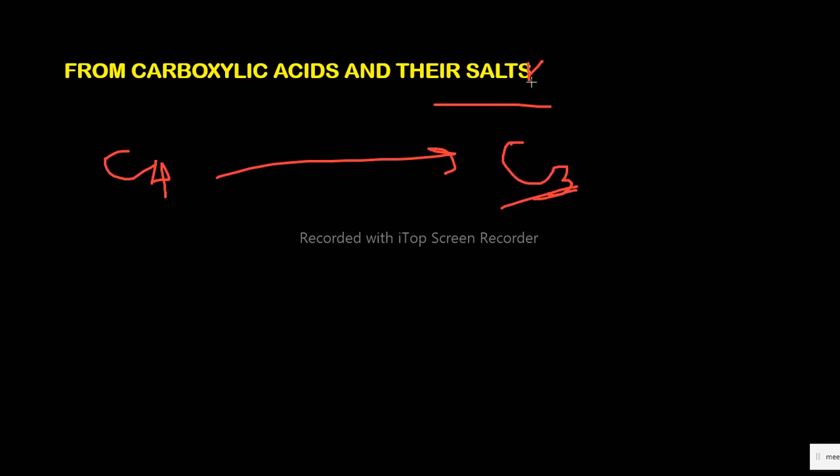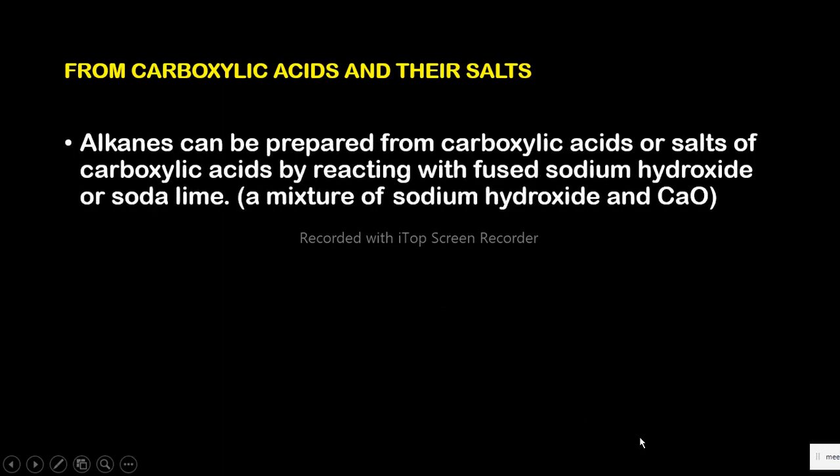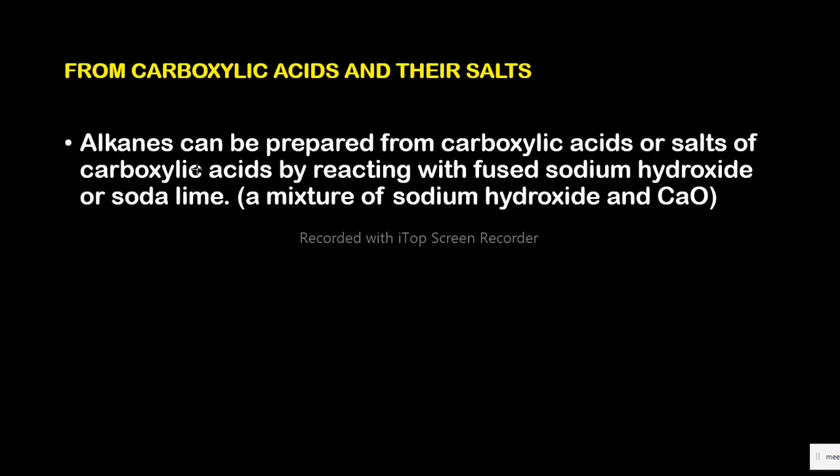This reaction is equally important. This reaction is important in reducing the carbon chain. Now you should be asking yourself which reaction is that, and how is the reaction done. So feel free. Here is the reaction. Now we can prepare alkanes from carboxylic acids or carboxylic acid salts.